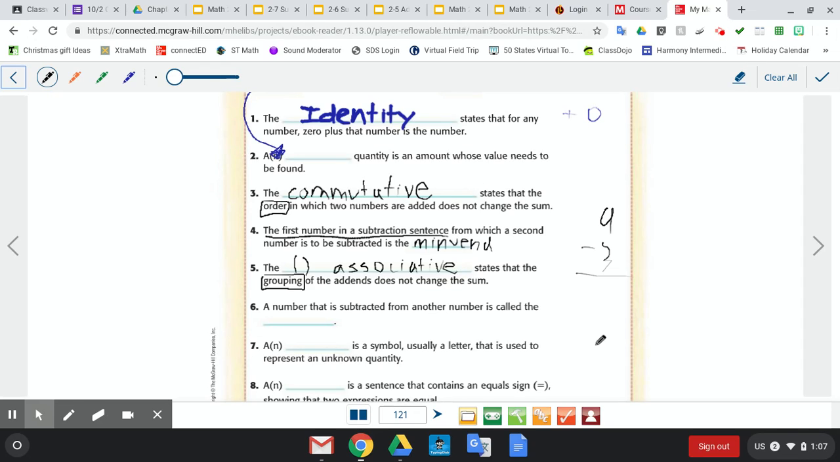All right. A number that is subtracted from another number. So that would be the second number in a subtraction problem, and that's called the subtrahend. Kind of looks like the word subtraction.